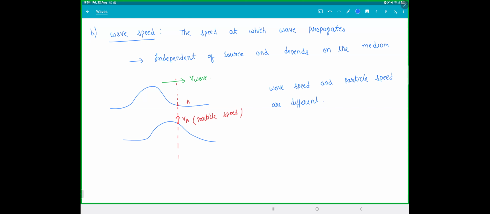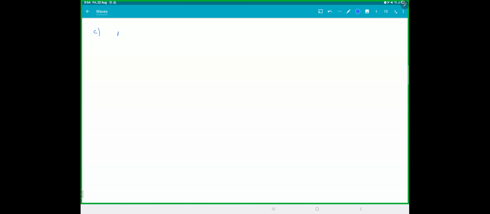The third thing is your amplitude. This is the same thing that you learned in SHM. Maximum displacement from the mean position. Again, this also depends on the source and the medium.